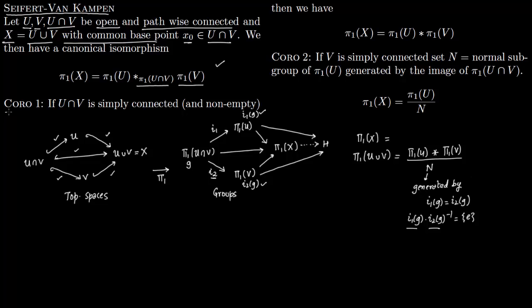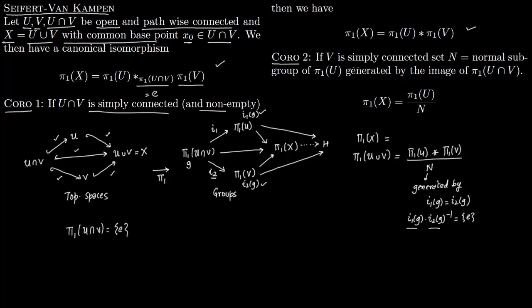So let us mention two important corollaries. If U intersection V is simply connected and non-empty, then you have pi1X is equal to pi1U star pi1V. If U intersection V is simply connected, then obviously its fundamental group is nothing but the identity. So this becomes identity, and then you do not require this here. So you just have pi1U star pi1V. So you get rid of this amalgamation.